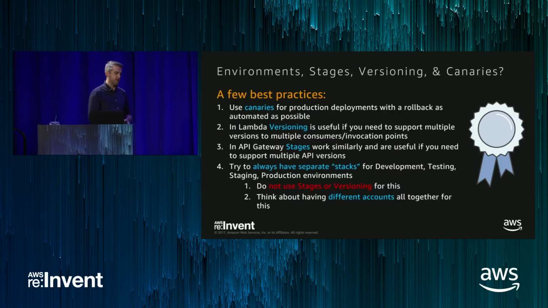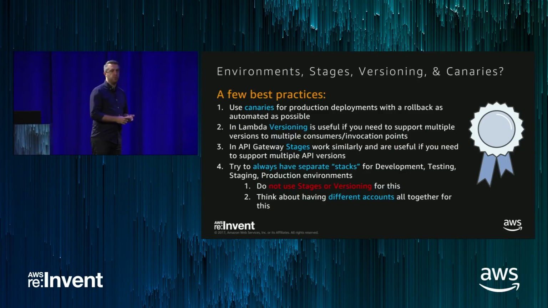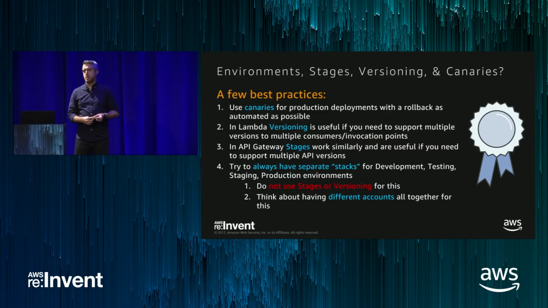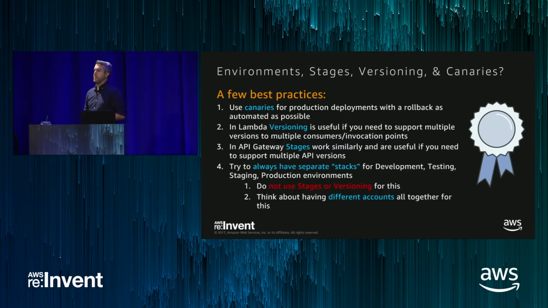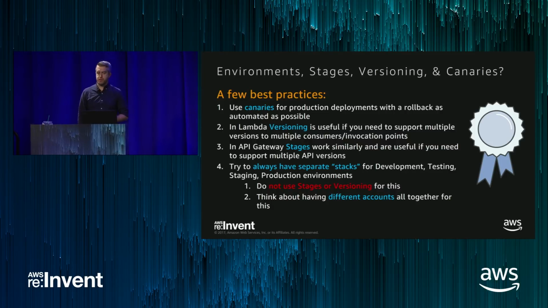So a couple of best practices here. One, you want to use things like canaries and automated rollbacks in your production stage as much as possible. This is one of the key things that we do inside of Amazon. We pretty much always have rollbacks automated, such that that is the first action that we take as part of a failure inside of a production deployment. And again, even for canaries.